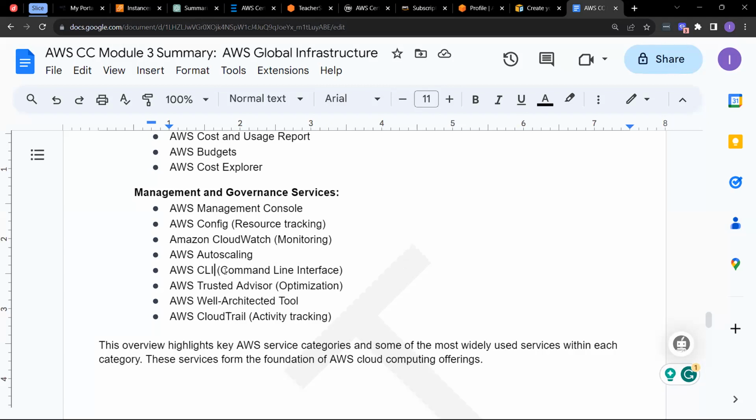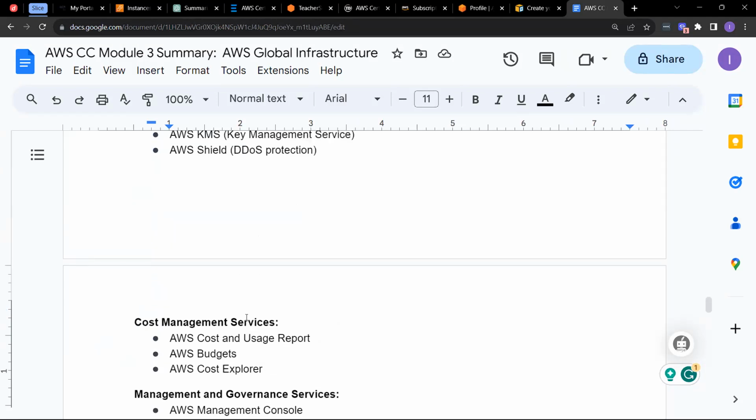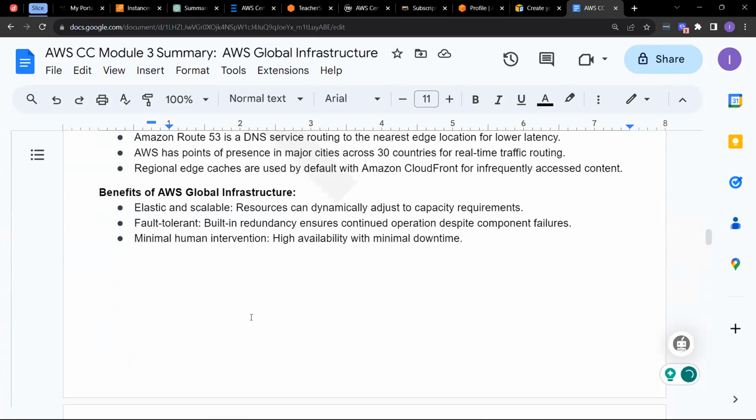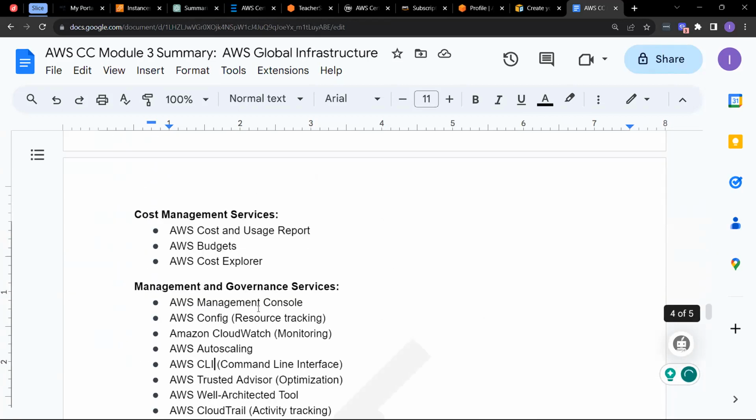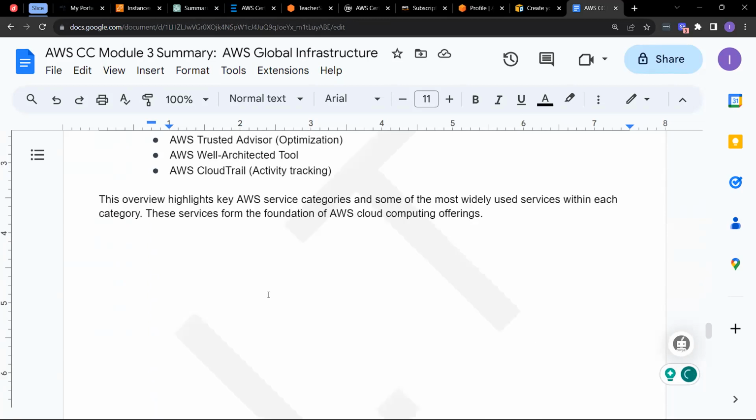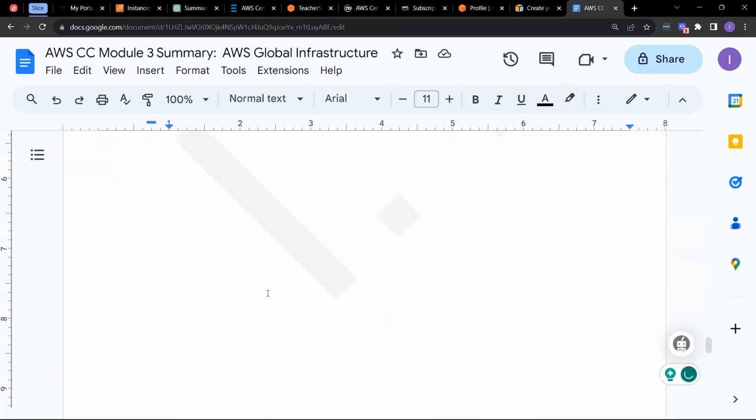There is Trusted Advisor that helps in optimization. I think Bridget said that it's a service that kind of looks out for you, right? Like, you didn't do this thing right, you have to do it this way. Okay, if you spin up just one or two instances, that will help you save costs. And there is the Well-Architected Tool, and there's also CloudTrail for audit trails or activity tracking. So these are the various services and service categories that AWS offers. That's basically about the AWS Global Infrastructure.